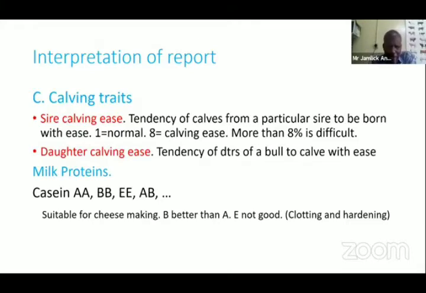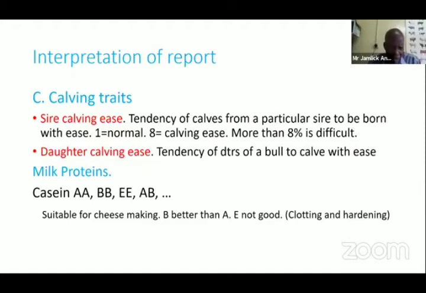Then daughter calving ease, which is normally found as DCE, is the tendency of daughters to calve with ease. That is, daughters born from a particular bull normally have no issues when it is time to calve. There are daughters of a particular animal which always have problems. They always have calving issues here and there. And so now, through genomics, they are able to tell you about the sire calving ease itself and its daughters.